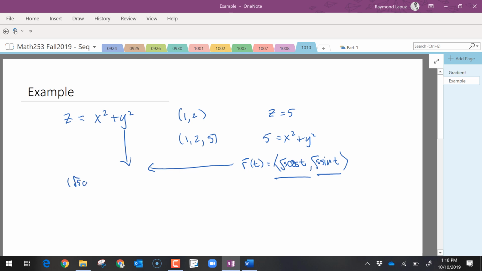Square root of 5 cosine t squared plus square root of 5 sine t squared. This should equal 5, I hope. Right? So 5 cosine squared and 5 sine squared, you pull the 5 out. Sine squared plus cosine squared is equal to 1. So that's my height.